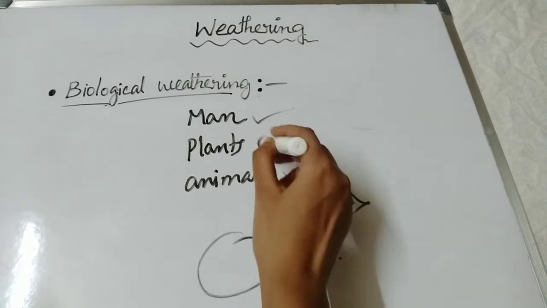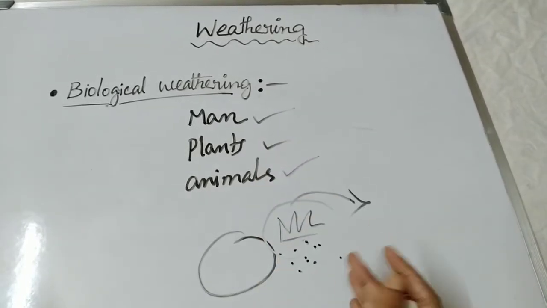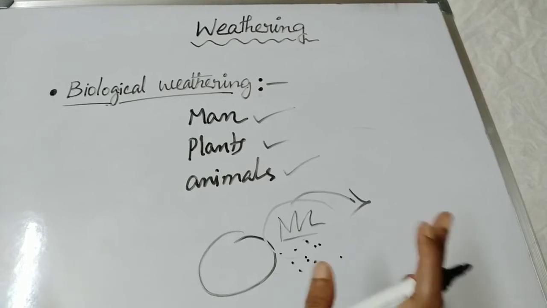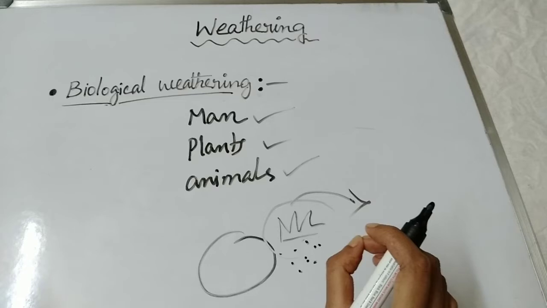And the last one is plants. Plants also help through disintegration and by making the soil fertile. As they grow and extend, they exert a disruptive force, and the hard rock may break into little pieces.